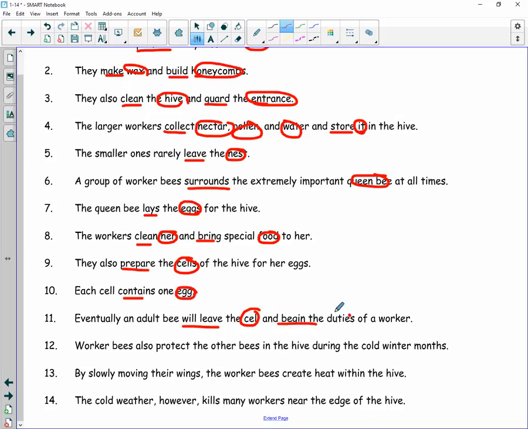Begin what? Duties. Direct. Worker bees also protect the other bees in the hive during the cold winter months. Protect what? Other bees. Direct. By slowly moving their wings, the worker bees create heat within the hive. Create what? Heat. Direct. The cold weather, however, kills many workers near the edge of the hive. Kills what? Workers.